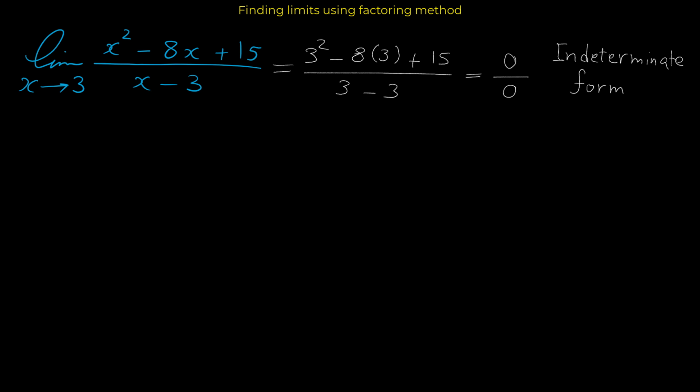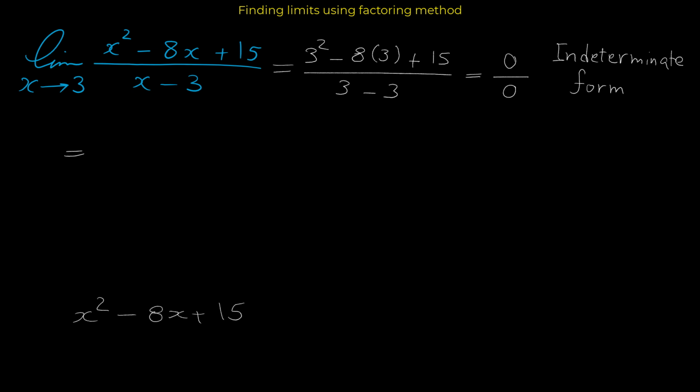Sometimes we can find the limits with direct substitution, but in this case, we substituted 3 for x and we get 0 over 0. So we cannot find the limit with direct substitution. So we try to factor the numerator, which is a quadratic expression, and then with cancelling the common factor between numerator and denominator, we can find the limit. Hopefully you remember how to factor quadratic expressions.